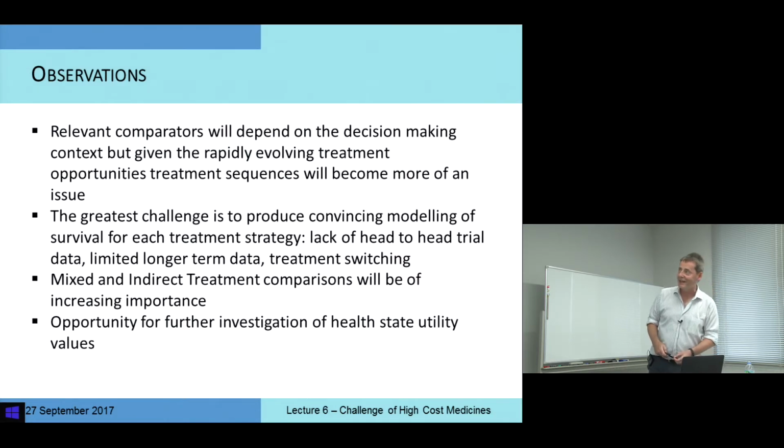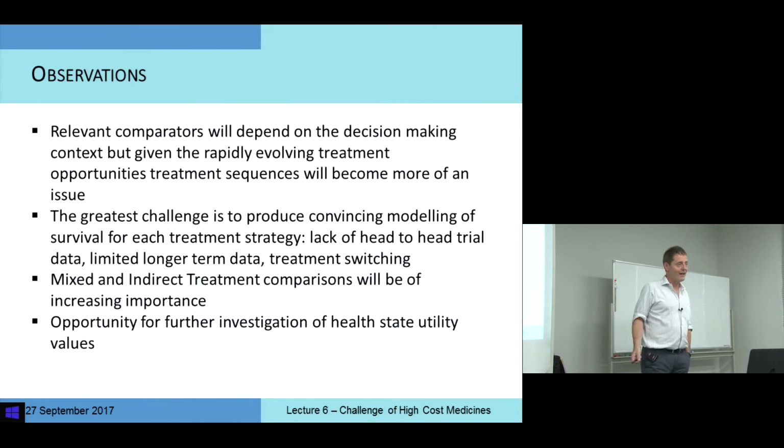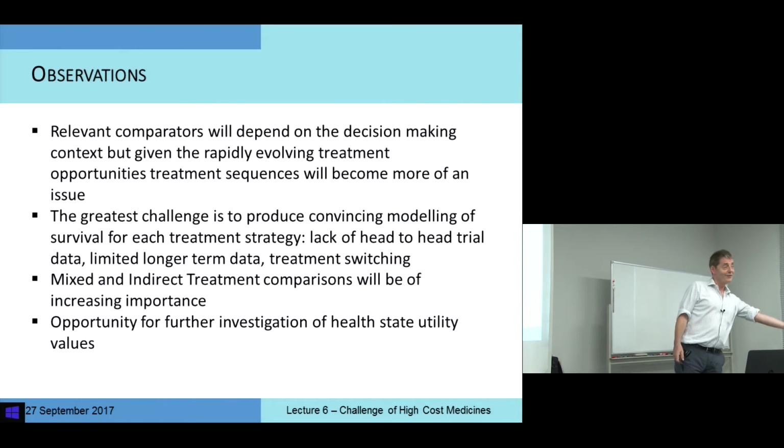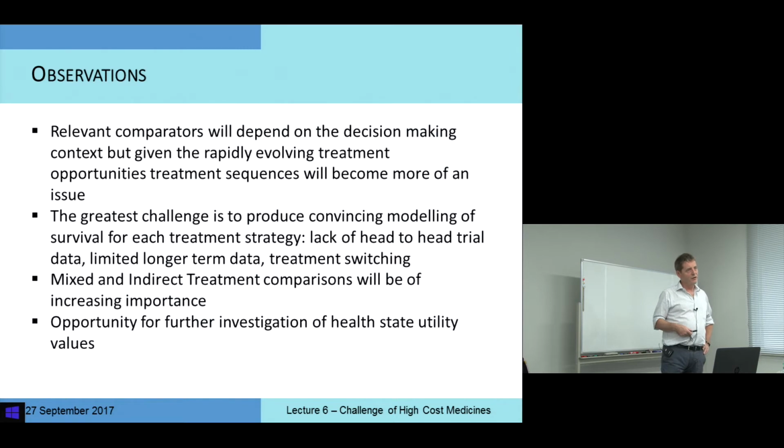Right, so I've just got a couple of slides of observations. I'll make them very quick. I haven't emphasized that you have to choose the right comparators. Depending what you compare your drug to, you get a different answer. So that's a big issue, but I haven't had time to go into that. But the greatest challenge in this area is convincing modelling of survival. You've usually got maybe just one trial, and it may not be a very large trial. The patients may not be quite similar to the patients that you expect in routine practice.